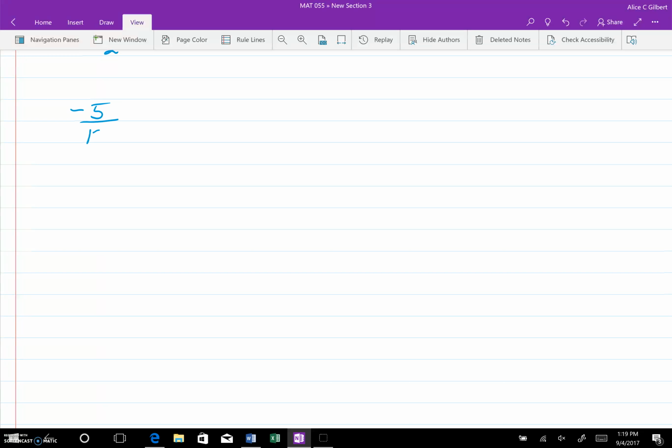-5 over 12 plus 9 over 16. Now, when the denominators are not the same, I have to get them to be the same. So I'm going to start multiplying things times 16. So 16 times 1 is 16. Does 12 go into 16 evenly? No. So then I need to keep going. And I always take the bigger one first. Always take the biggest one and do this.